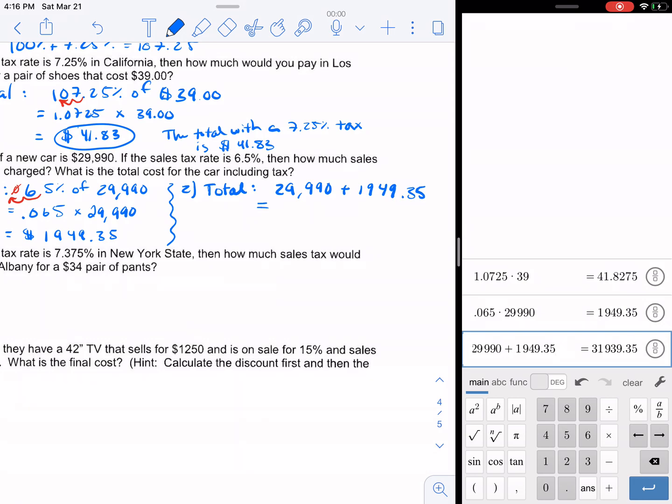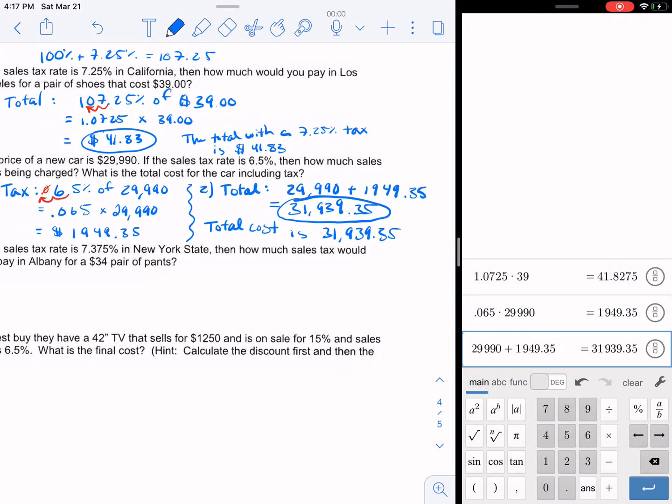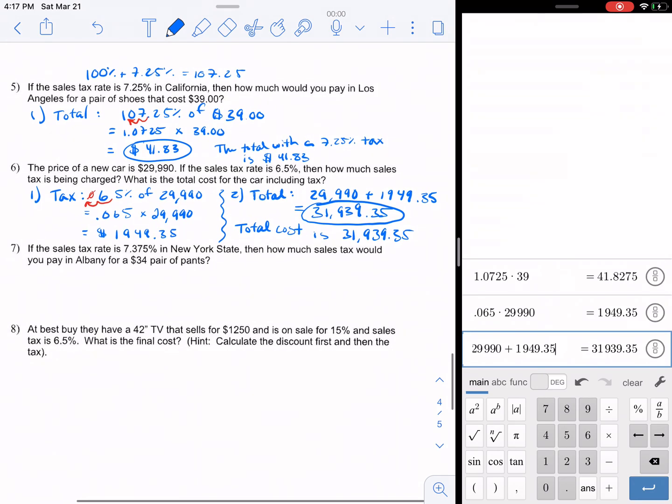And so there's your whopping total. You're going to be $31,939.35. And so there's a total cost. It's $31,939.35 and change. So total cost with tax, I'm just running out of room. Total cost is $31,939.35. And there's number 6.